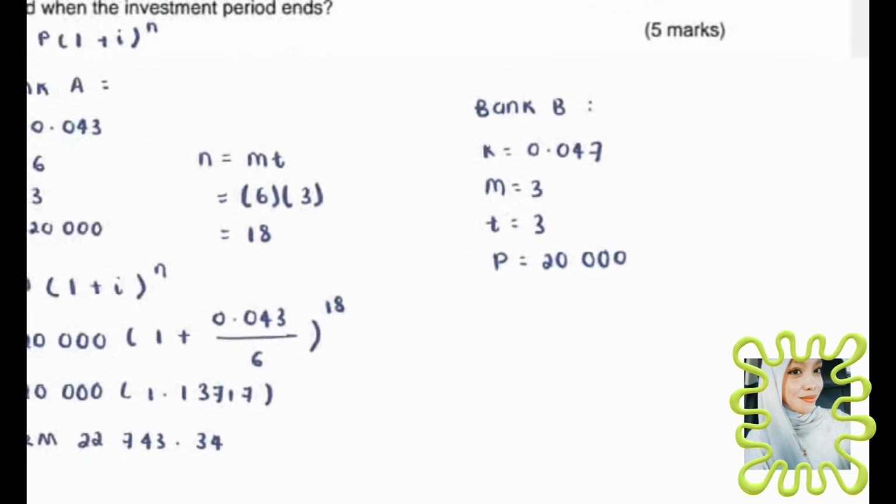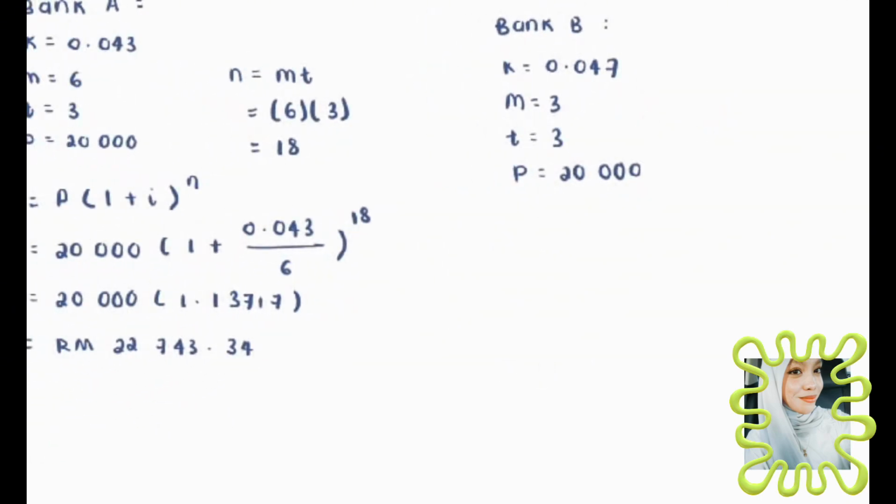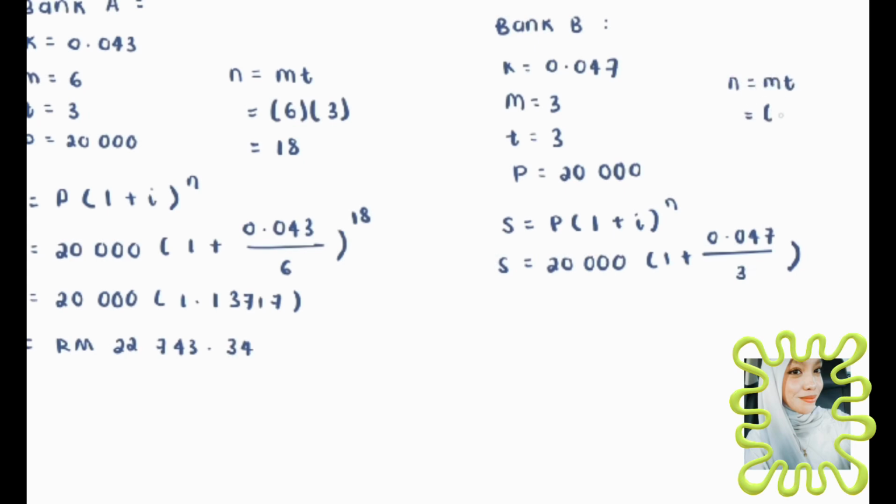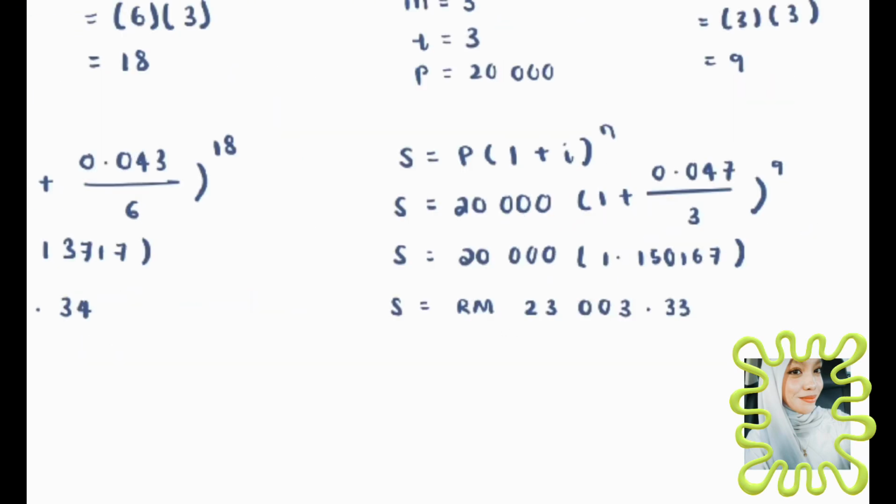Next, I will continue with Bank B using the same compound interest formula. So S equals P(1 plus i) to the power of n. I will substitute all of the values in the formula, which is 20,000(1 plus i), which is K over M, 0.047 over 3, with the power of n, where n equals MT. So I will multiply 3 with the years, which is 3, and I will get 9. So the value of n is 9. So the future value of Bank B is RM23,003.33.